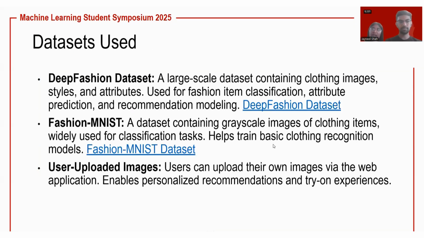For the datasets, the first is a large-scale dataset, basically containing images. Then we use Impressionist ML. It consists of grayscale images, and it is widely used for classification tasks. And the last one is the user uploaded image. The user can upload this image on our website.